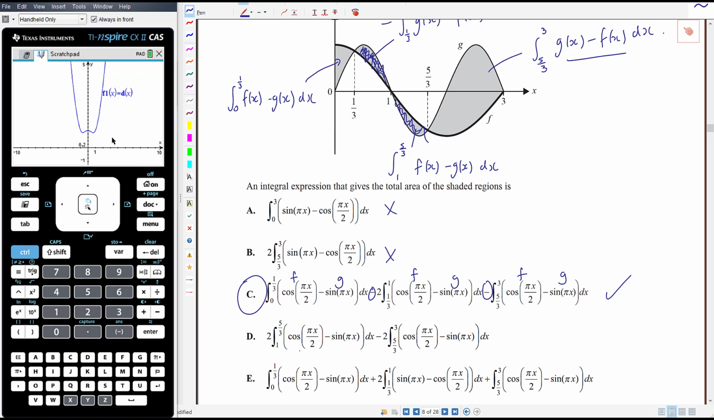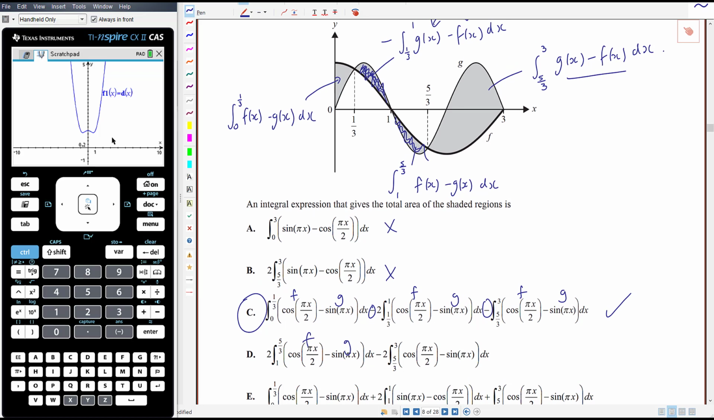Integral of, so again, which one? So this is f and g. 2 lots of the integral from 1 to 5/3 of f minus g. Okay, so that would definitely give you these 2 small regions, that bit. That's correct. And then take away 2 times the integral from 5/3 to 3. Okay, so we wouldn't be doubling this bit of area here. That's not going to make sense.